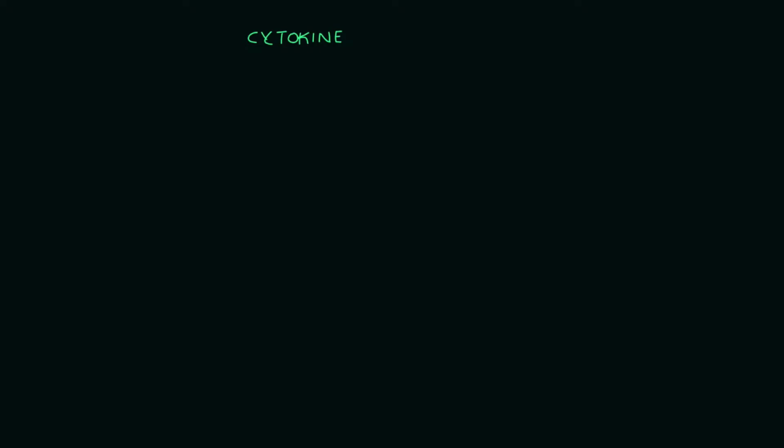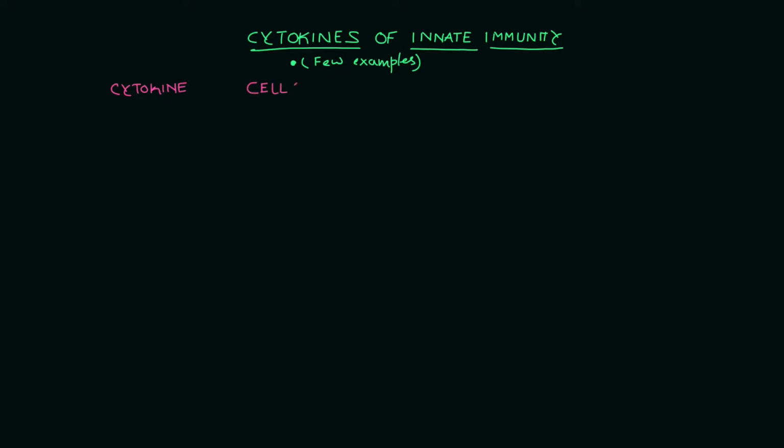In this video, we're going to discuss the role of cytokines that are involved in the innate immunity. We'll discuss a few examples. We'll discuss the name of the cytokine, and then we'll also mention the cells that are producing that specific cytokine, and then we'll discuss the function. Basically, we're going to discuss that in three distinct groups. Group one is what is the cytokine? Group two is the name of the cell, and group three is the function of that specific cytokine.